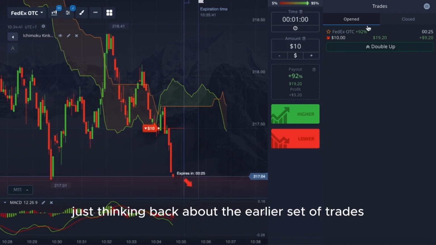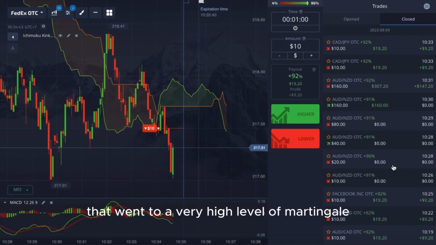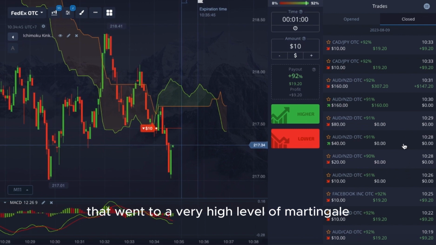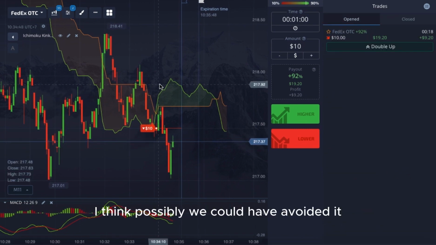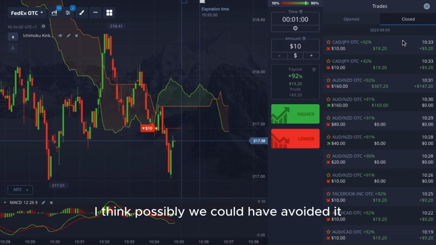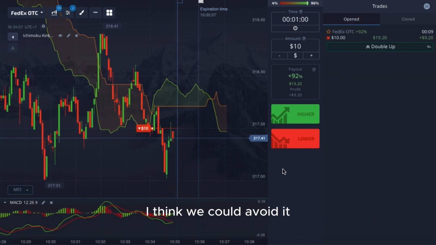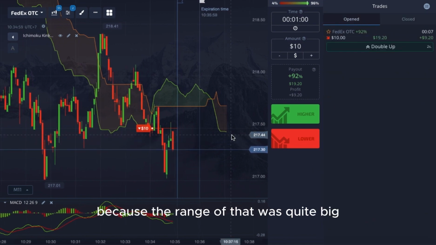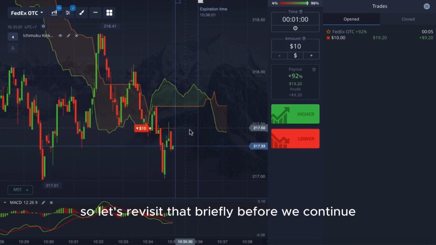Just thinking back about the earlier set of trades that went to a very high level of Martingale for the strategy so far, I think possibly we could have avoided it. I think we could avoid it because the range of that was quite big. So let's revisit that briefly before we continue.